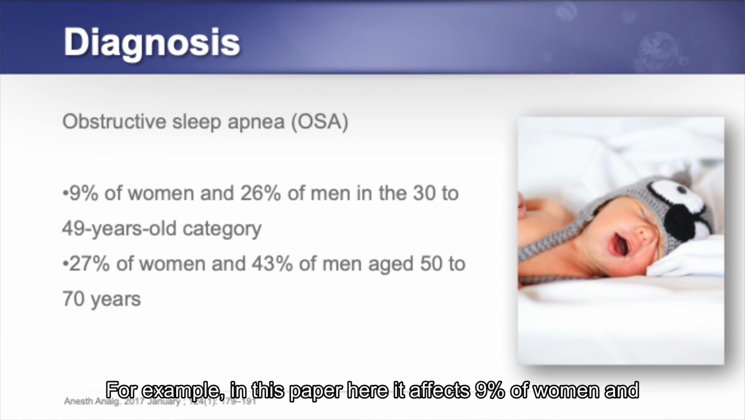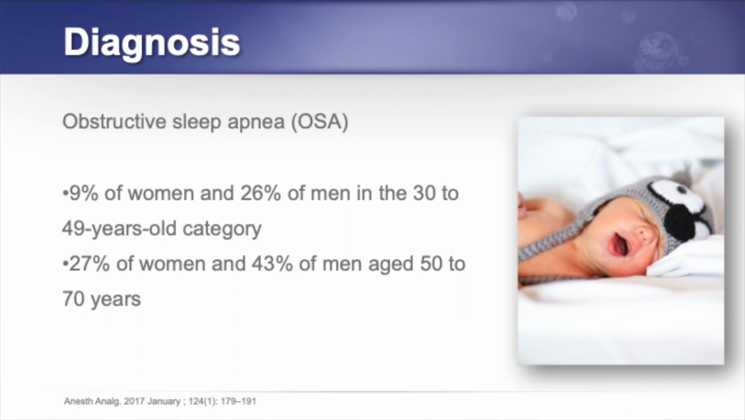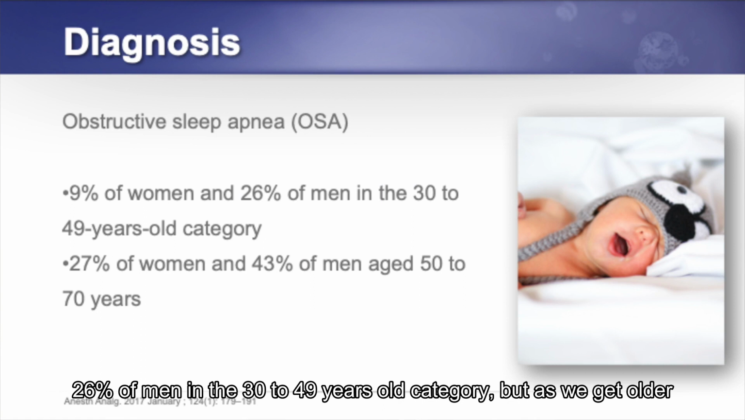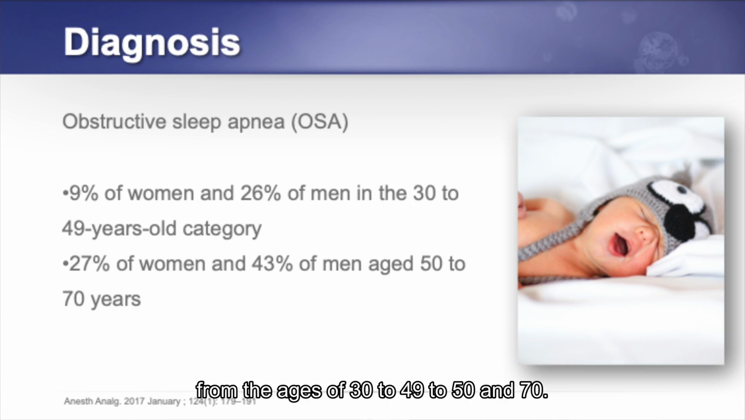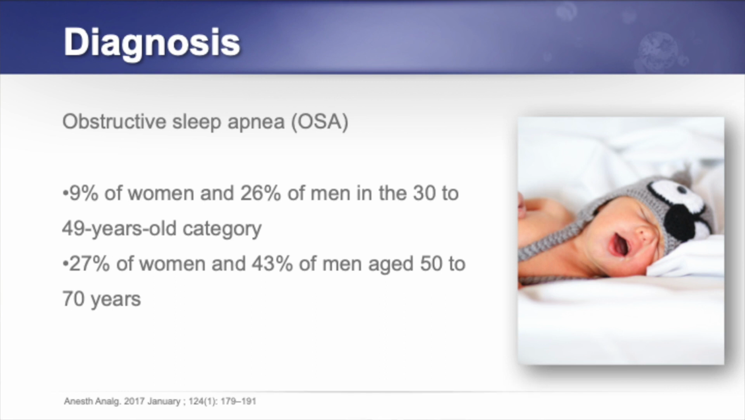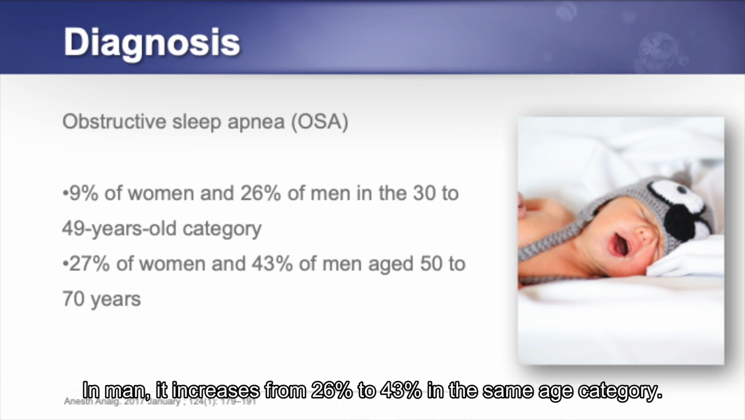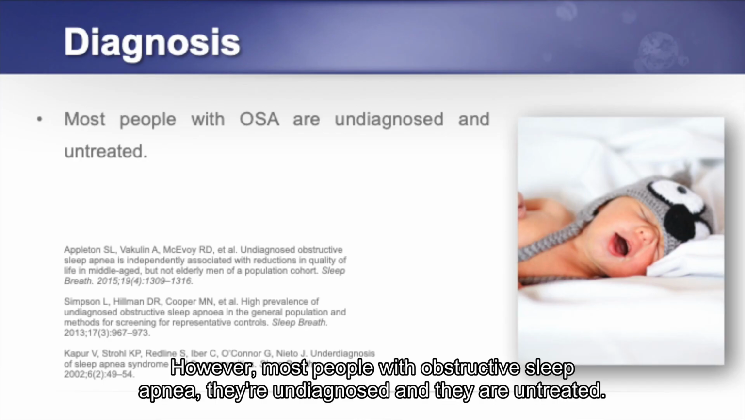For example, in this paper here, it affects 9% of women and 26% of men in the 30 to 49 years old category. But as we get older, obstructive sleep apnea remarkably increases. There is a threefold increase in obstructive sleep apnea in women from the ages of 30 to 49 to 50 to 70. And in men, it increases from 26% to 43% in the same age category. However, most people with obstructive sleep apnea are undiagnosed and untreated.